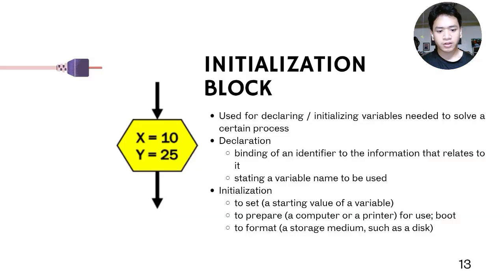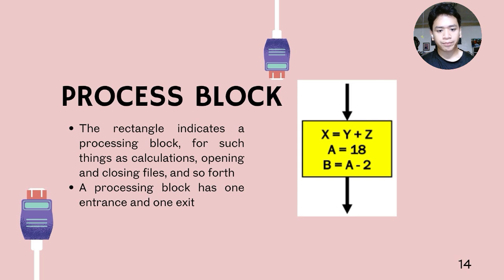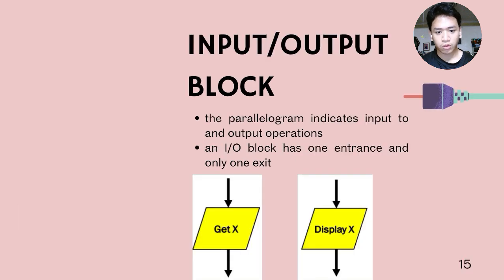Next is the initialization block. This is used to declare and assign initial values to variables. For example, if we set x equals 10 and y equals 25, we're preparing these variables to be used later in the program. The process block is used whenever there's a computation or an operation, such as x equals y plus z or a equals 18. Every process block should have one entry and one exit, so the logic remains easy to follow.